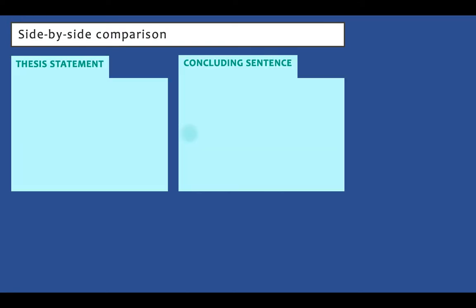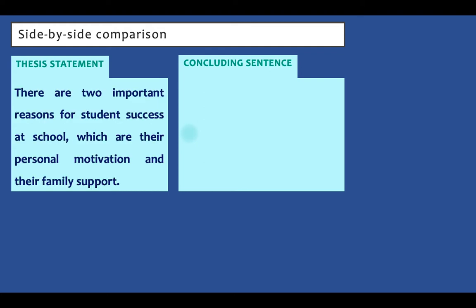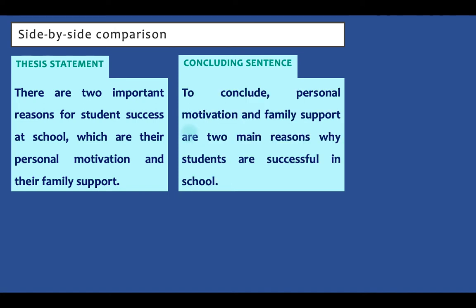Here we have a thesis statement and a concluding sentence side by side. The thesis statement says, "There are 2 important reasons for student success at school, which are their personal motivation and their family support." You can see we have all 3 things that we need. The concluding sentence looks like this. "To conclude, personal motivation and family support are the 2 main reasons why students are successful in school."